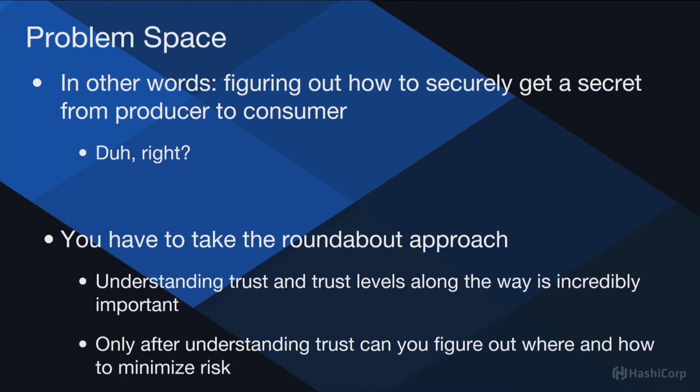So in other words, figuring out how to securely get a secret from the producer to the consumer, and you're about to say, duh, I already knew that, why am I here? Because it's kind of intuitive, but you have to take the roundabout approach because we have to understand things like a circle of trust, a chain of trust, because that's very important to know. And only after we understand that can we actually get to a point where we can figure out how to minimize that risk in our organization.